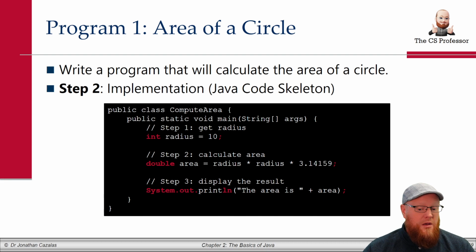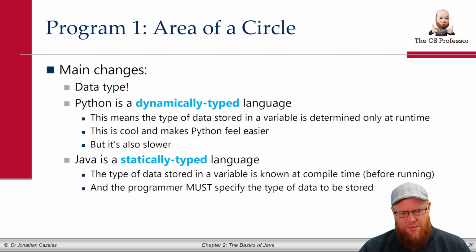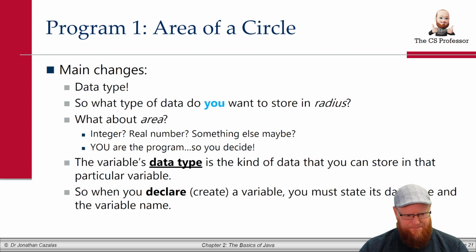Well, no, because realize that area, even if radius is an integer, we have an integer, which is 10, a radius, multiplied by 10 again, another radius. That's 100, still an integer. But pi, that's not an integer, right? That's a double. And so that's a floating point number, a real number. That can't be saved into an integer. And so what is area? It's going to be a different data type, double, which I'll explain briefly.